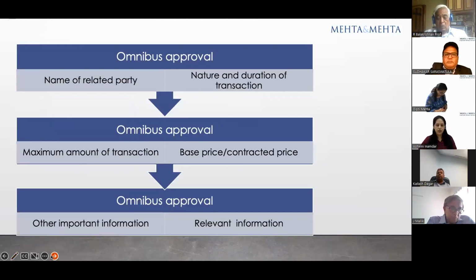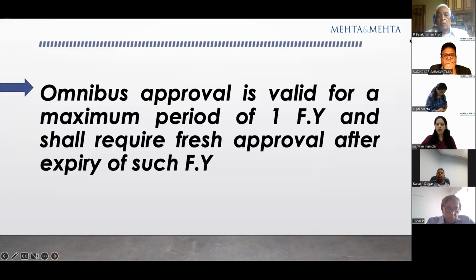So these are the relevant disclosures that are required at the time of taking the omnibus approval. That is the name of the related party, nature and duration of the transaction, maximum amount of the transaction, the base contracted price, and other important and relevant information. All this is given, along with the justification and rationale for entering into that transaction. Everything has to be placed before the audit committee. Under the Companies Act, omnibus approval is valid for a maximum period of 1 financial year and shall require fresh approval after expiry of such financial year.